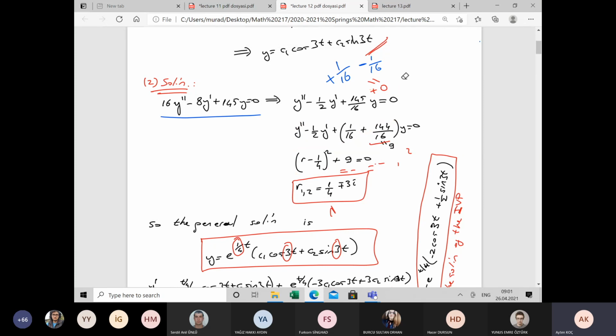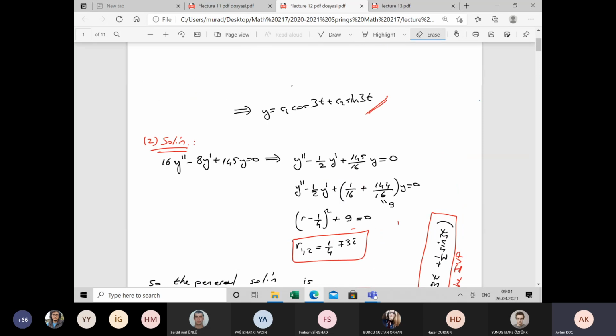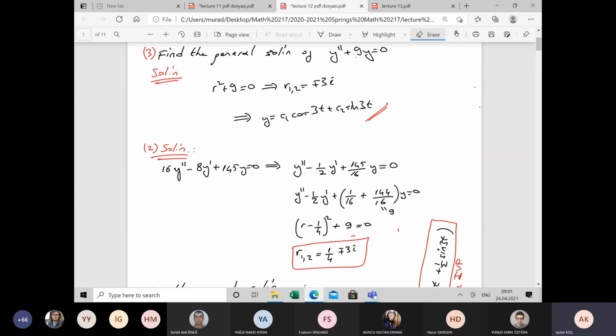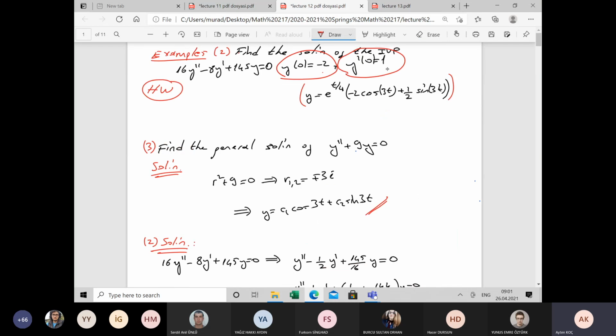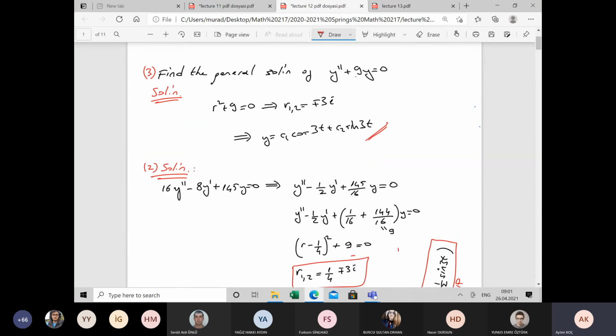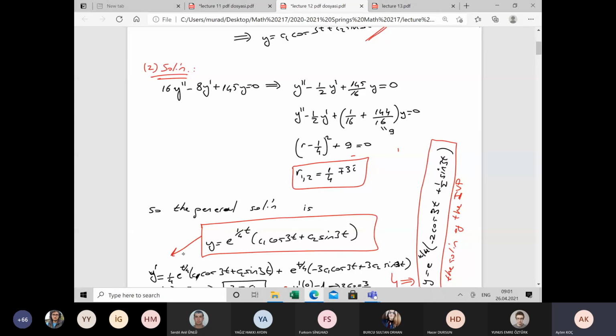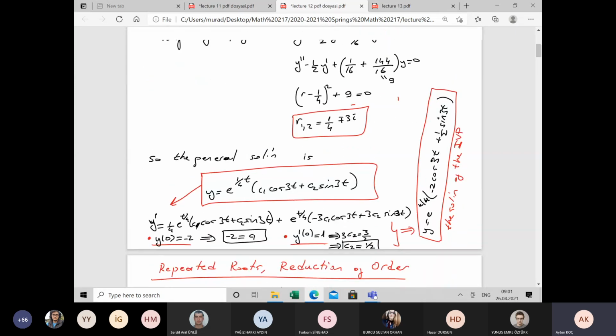And also, our problem has initial conditions; the general solution is not enough. Here we have two initial conditions: y of 0 is minus 2, y prime of 0 is 1. So with y as this general solution, you have to compute y prime to use the initial condition.